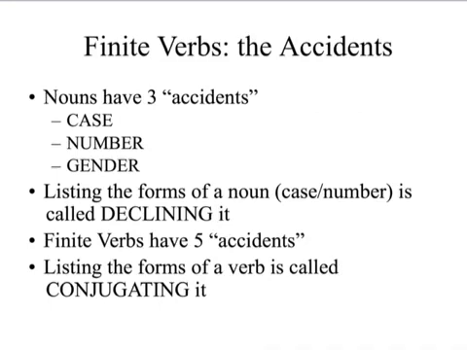Now, when you learned nouns, you learned that there were three inherent qualities of nouns that would determine the form of the Greek noun, and those were case, number, and gender. When you listed all of the different forms according to case, number, and gender, you were declining the noun. As we move along to finite verbs, we have, in fact, 5 qualities or accidents, as they're called, things that can happen to verbs. And if you list the forms of a verb, then you are conjugating that verb. So don't mix up your declensions with your conjugations.